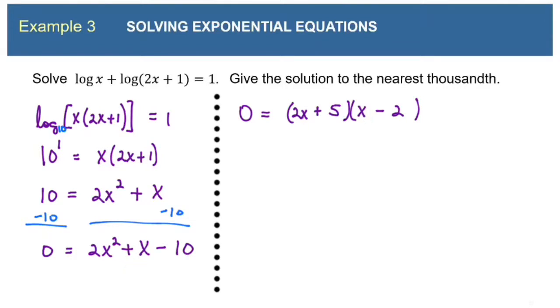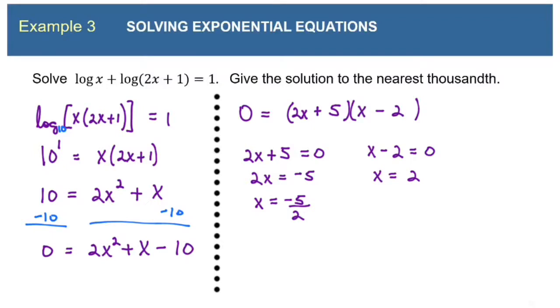Now, if this times this equals 0, one of these factors must be 0. So first I'll find out what makes 2x plus 5 equal 0. So if 2x plus 5 equals 0, then 2x equals negative 5, and x equals negative 5 over 2. And then I have to find out what makes x minus 2 equal 0. So if x minus 2 equals 0, then x equals 2. So both of these are potential solutions.